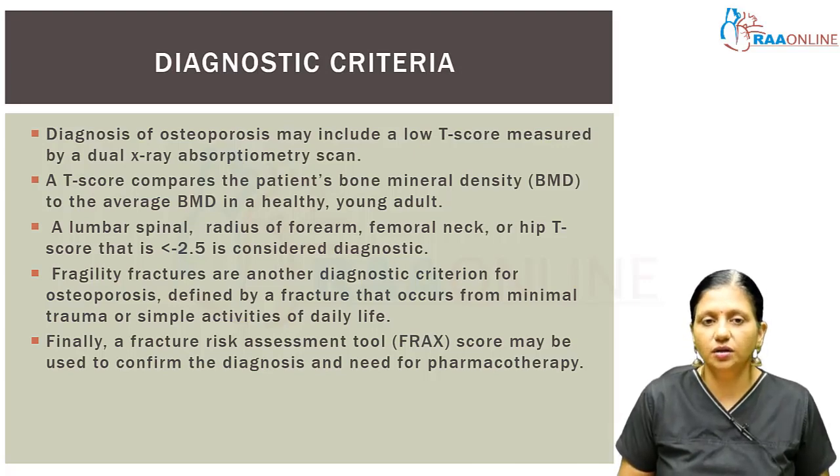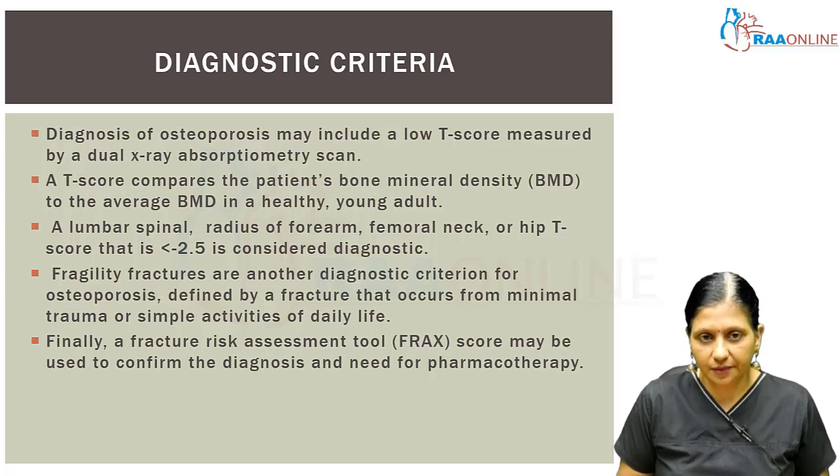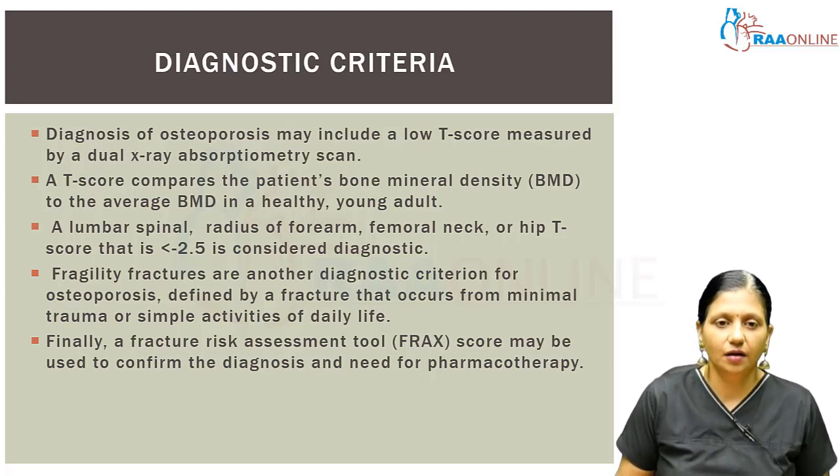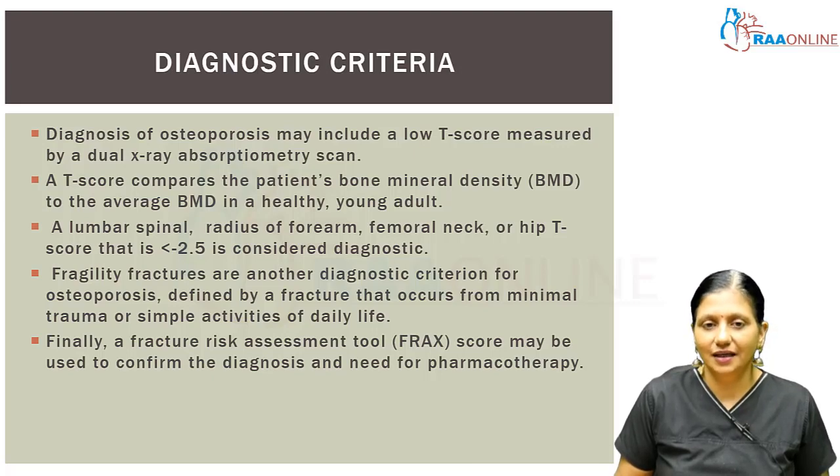And a T-score and Z-score are measured. A T-score compares the patient's bone mineral density to an average bone mineral density in a healthy young adult. So a T-score is done for the lumbar spine, radius of forearm, or femoral neck, and a T-score or hip T-score which is less than -2.5 is considered diagnostic.